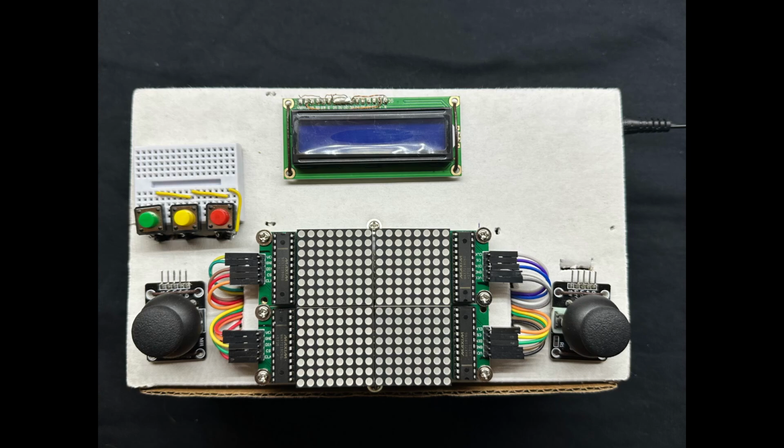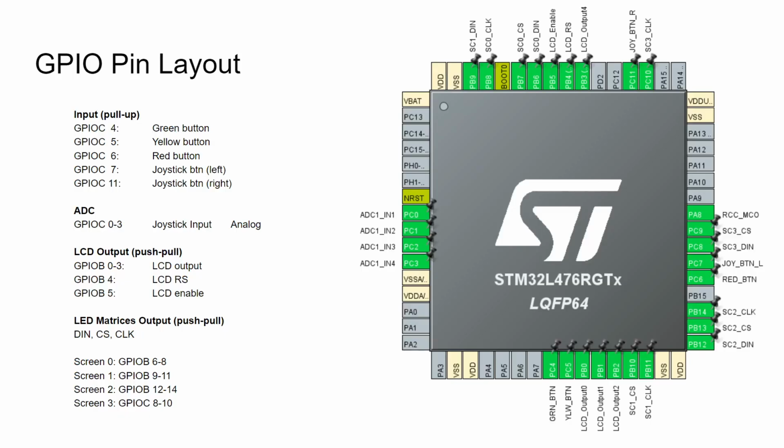The joysticks are connected to the microcontroller's 3.3-volt supply, which is the reference voltage for the analog to digital converter, which is used to read in the user input. Here we have the layout for the GPIO pins we used in this project. For all the buttons, we used the GPIO C ports 4 through 7 and 11, configured as input with pull-up resistors. For the joystick input, we used the GPIO C 0 through 3 pins, which can be configured to be the ADC channels 1 through 4.